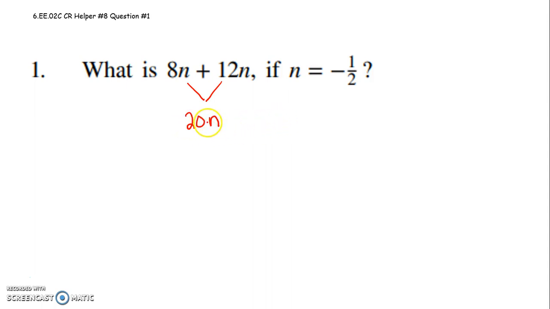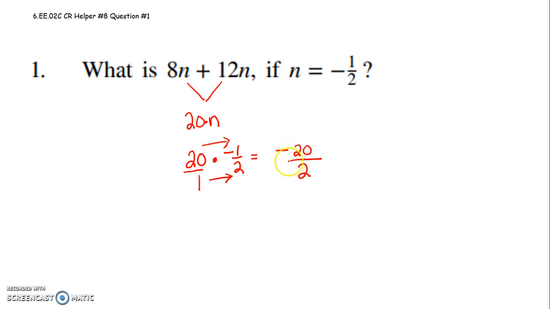And that means 20 times n. And now I know n is negative 1/2, so that's 20 times negative 1/2. 20 is the same as 20 over 1. If you multiply straight across the top, straight across the bottom, a positive times a negative is a negative. 20 times 1 is 20. And a positive times a positive is a positive. 1 times 2 is 2.